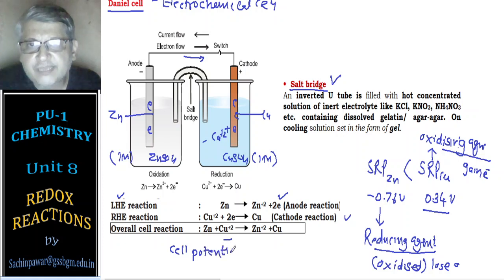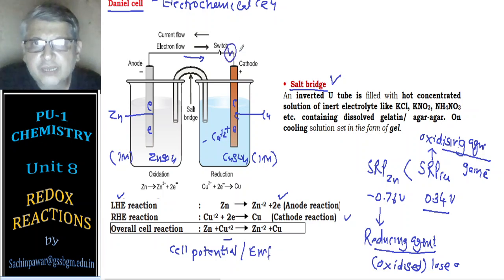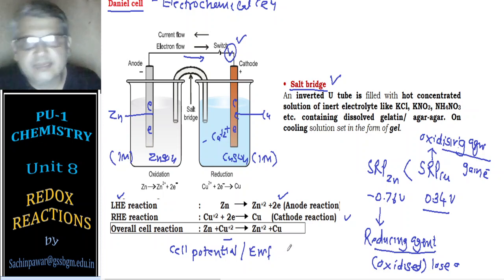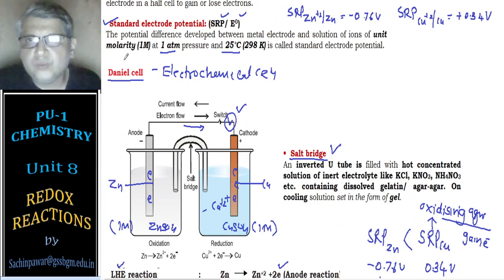Certain potential is developed, that is called cell potential or EMF of cell, and that can easily be determined if you connect here a voltmeter, you will easily get the value. And EMF of the cell we can find out. How to find out that EMF of the cell, we will see in our second year syllabus, and this is what is known as a Daniell cell, an example of electrochemical cell.